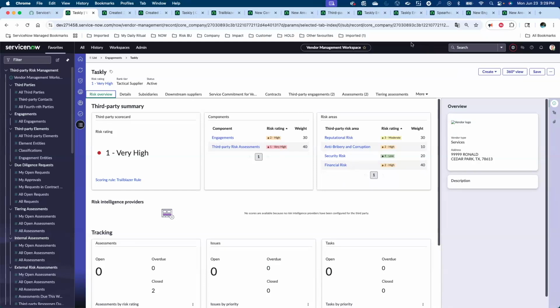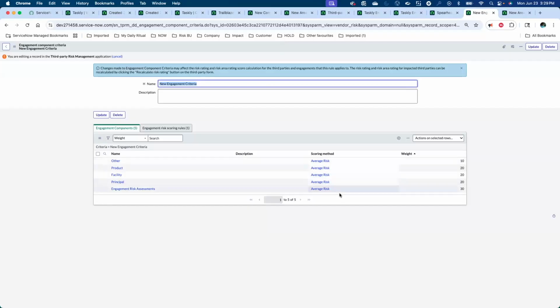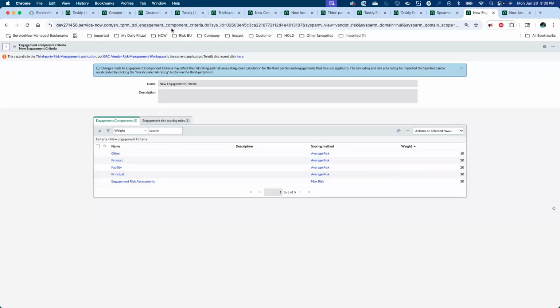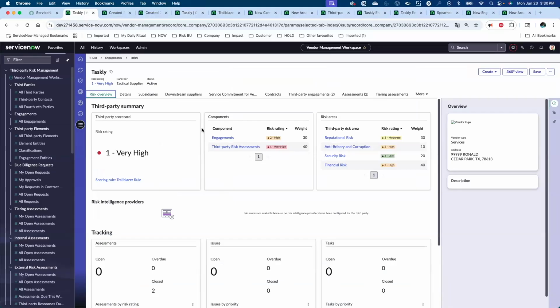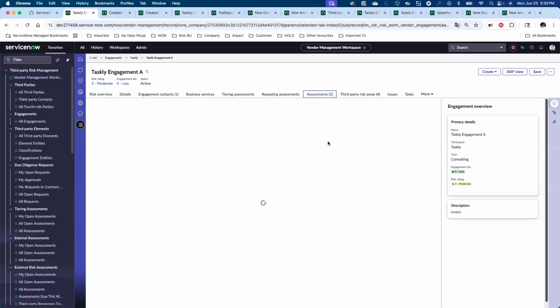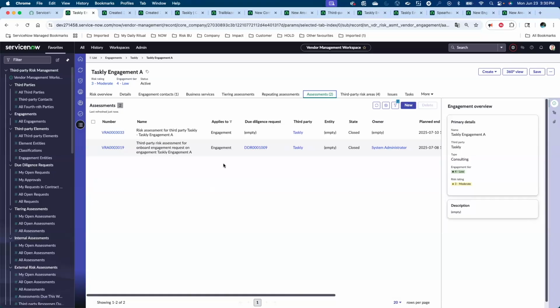Same thing you could do for engagements as well. So if you went to engagements, and let's say the engagement assessments should be a max instead of an average, you change that in the component criteria. So now we made that change for the engagement. If you navigate back, we go to the engagements. Currently it is 3 moderate. Looking at the assessments, it is 2 high and 4 low.